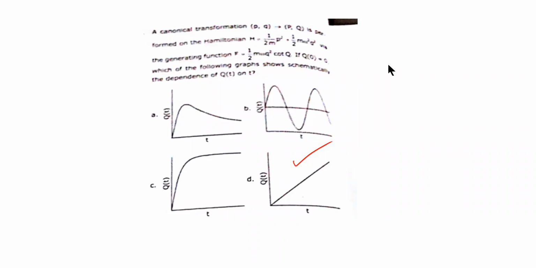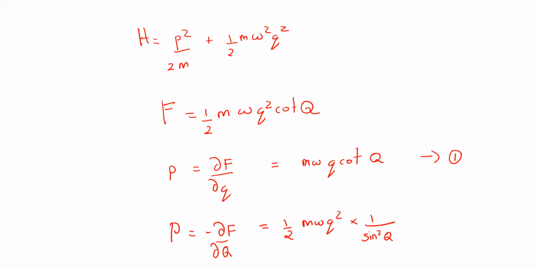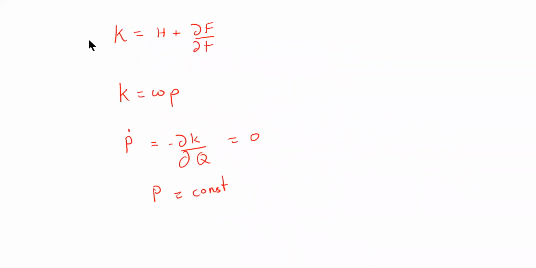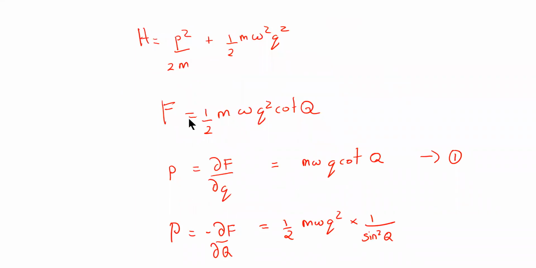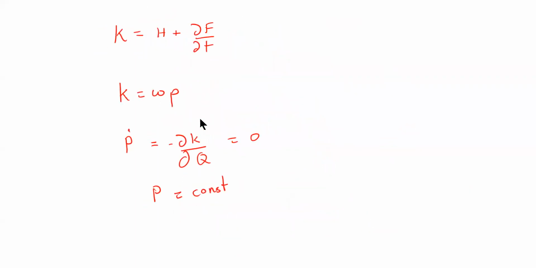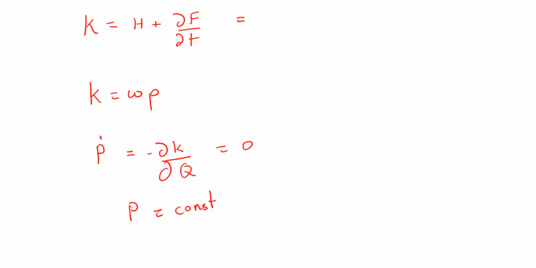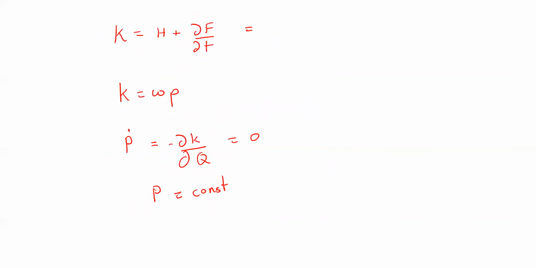So just note that in this question, when we found the new Hamiltonian K, the generating function is not a function of t at all. So the time derivative of the generating function will just become 0. So this would just be your old Hamiltonian, but you have to substitute for the old Hamiltonian in terms of the new variables. So this would just be p squared by 2m plus half m omega squared q squared.